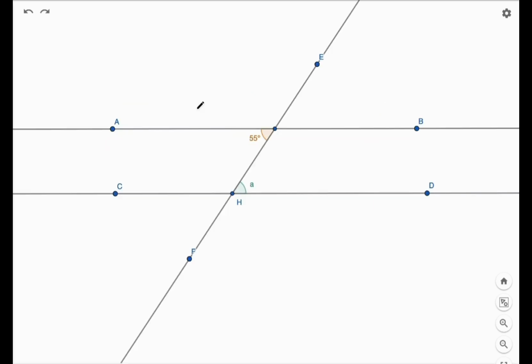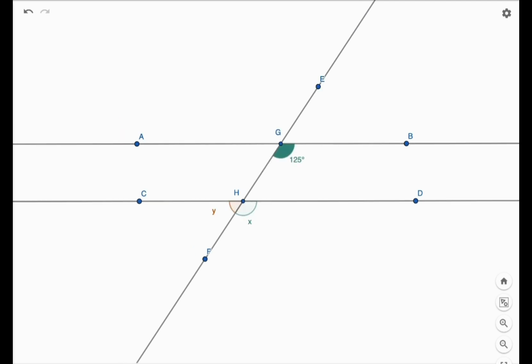Let's try one. The angle is 55 degrees. Can you find the value of A? Can you spot the pattern? It forms a Z shape. So these are alternate angles, and alternate angles are equal. So the value of A is 55 degrees.